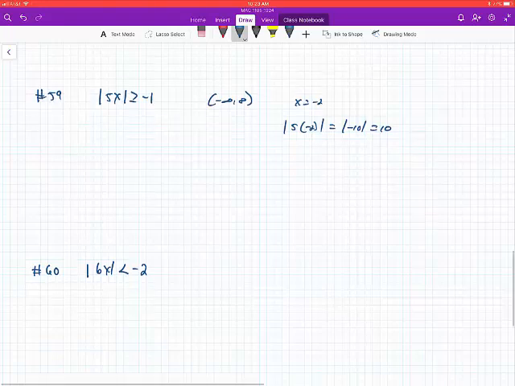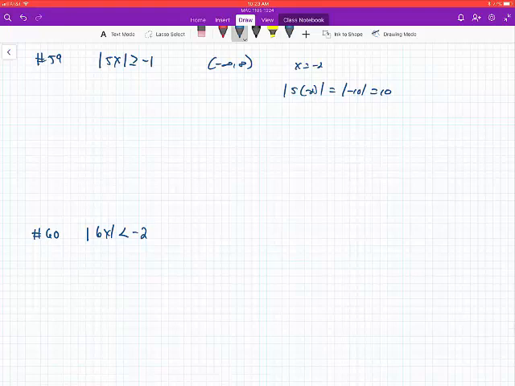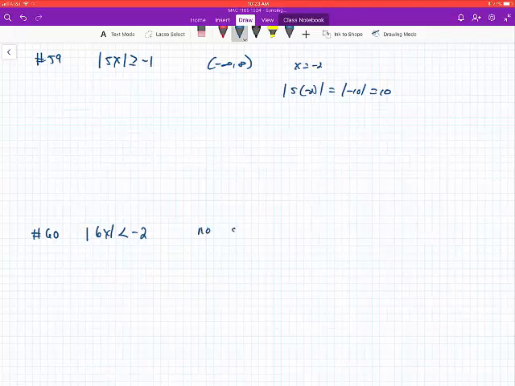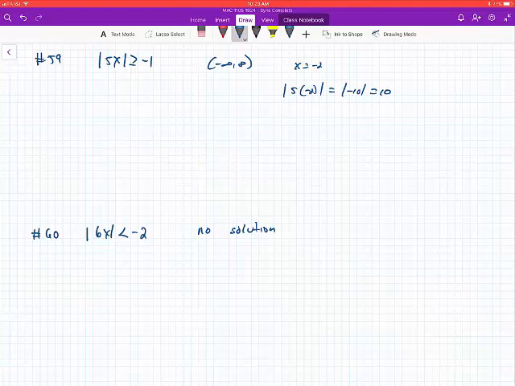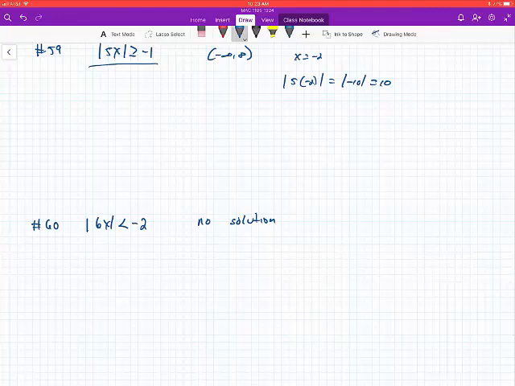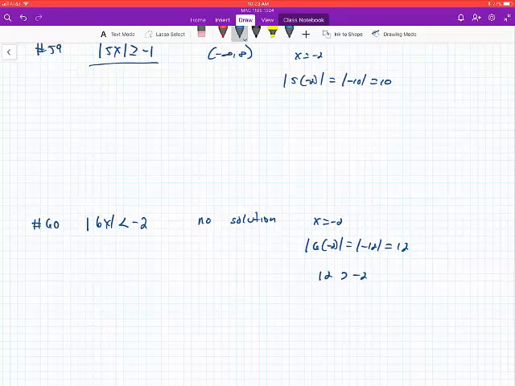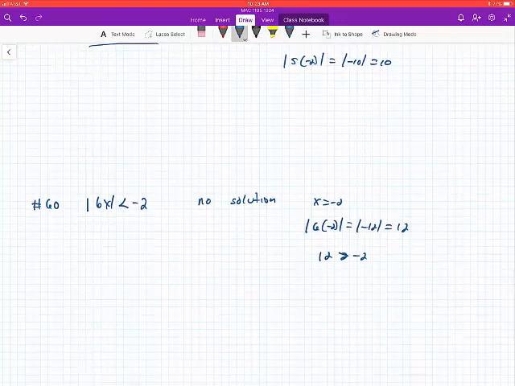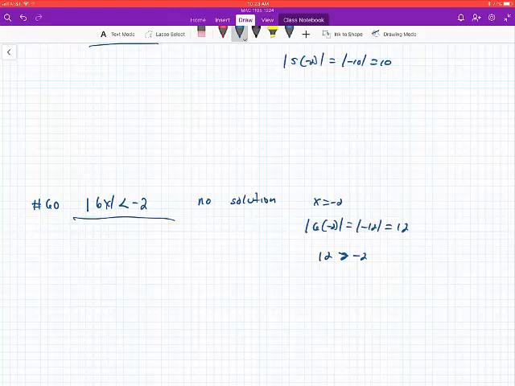Now, sort of related to number 59, number 60, this is less than, absolute value of 6x is less than negative 2, sorry. And so this is no solution. For the same reason that this is all real numbers, this is no solution, because regardless of what I choose, right, if I choose negative 2, and you're going to see that I get negative 12, which is equal to 12, and 12 is greater than negative 2. So no matter what value of x I choose, it will always be greater than a negative number. So number 60 is no solution.